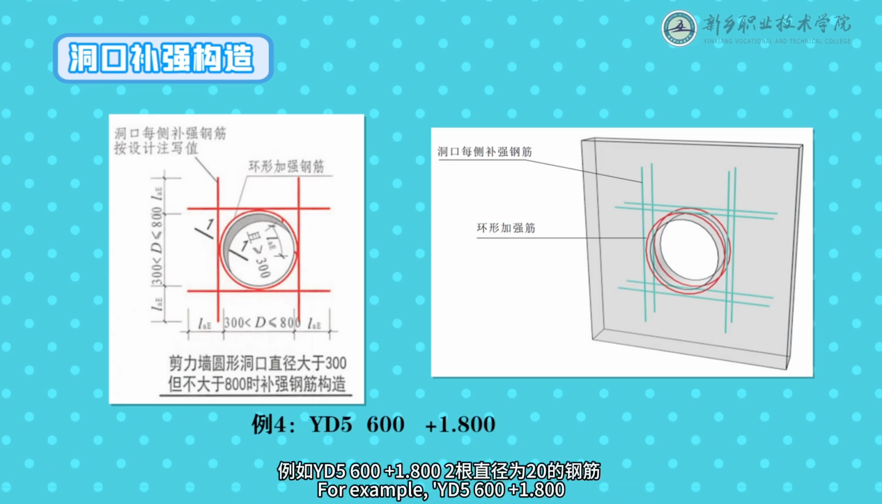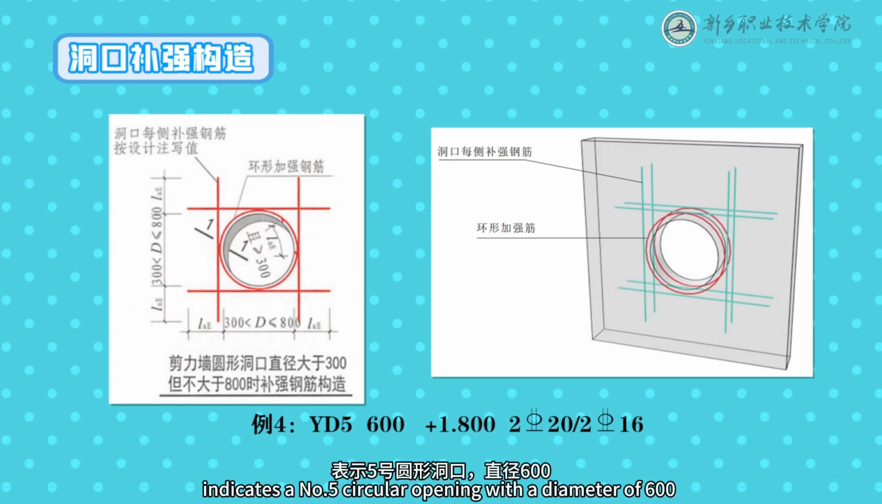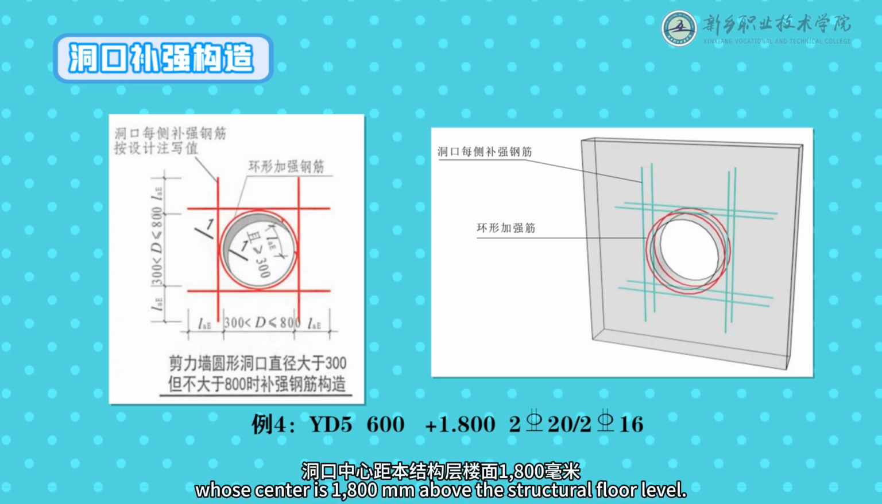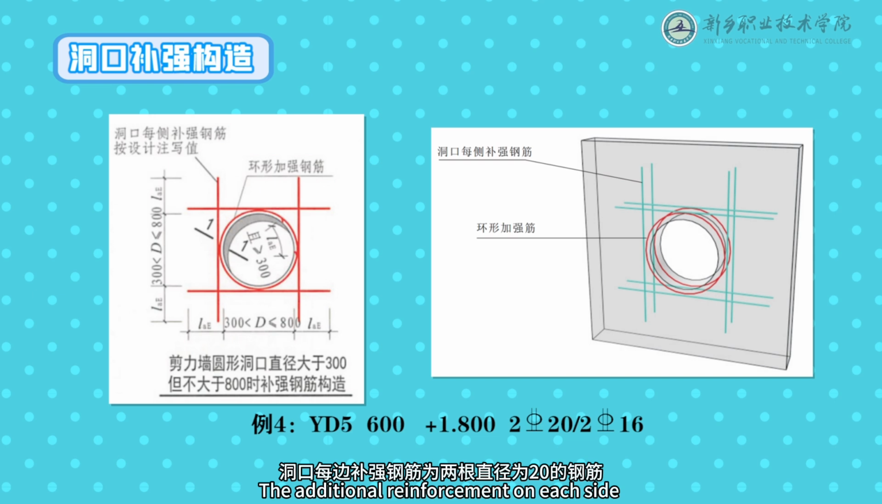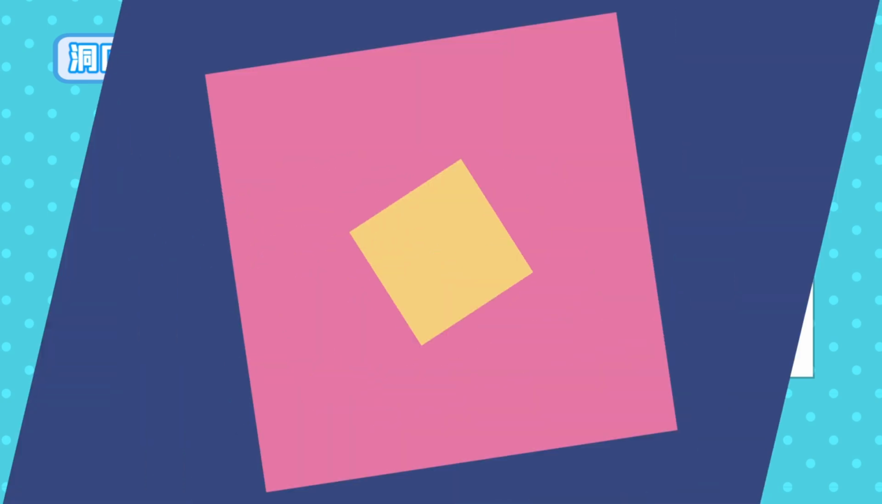For example, YD5, 600, plus 1800, 2 Phi 20, Phi 16, indicates a number 5 circular opening with a diameter of 600, whose center is 1,800 mm above the structural floor level. The additional reinforcement on each side of the opening is 2 bars with a diameter of 20 mm. And the hoop reinforcement bars are 2 bars with a diameter of 16 mm.